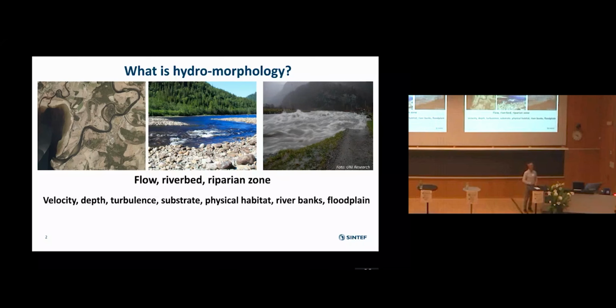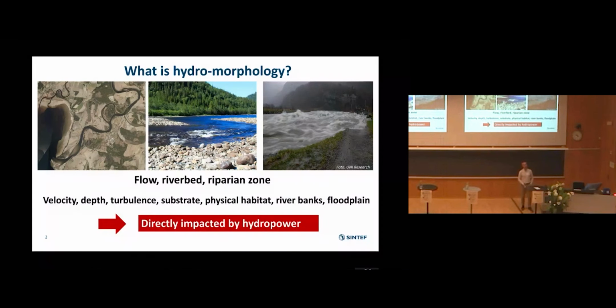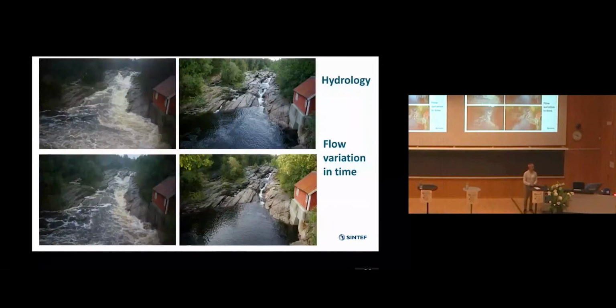And it's about the water velocity, depth, turbulence, substrate, physical habitat, riverbanks, where animals are living in the water, etc. And this is actually also what is directly impacted by hydropower. So that's why we have to focus on these things. So, of course, it's hydrology, which can change, and flow variation, they change naturally in time, and of course that is impacted always by hydropower. How can we categorize that?